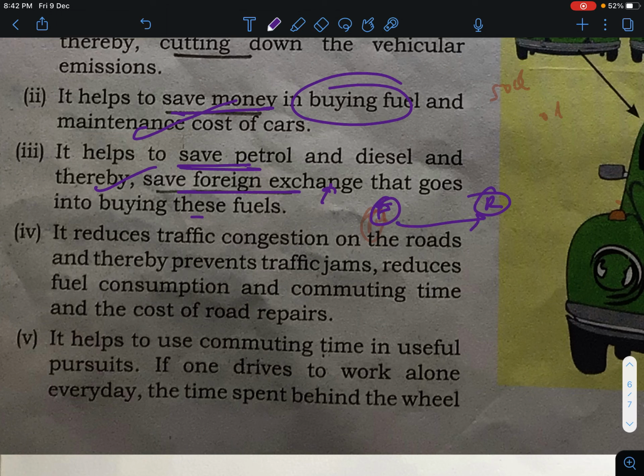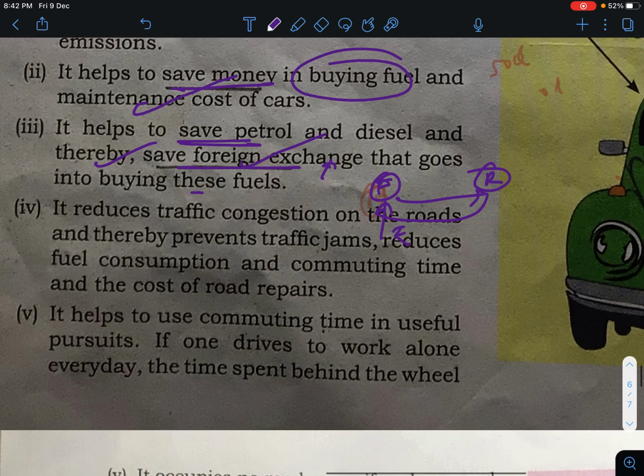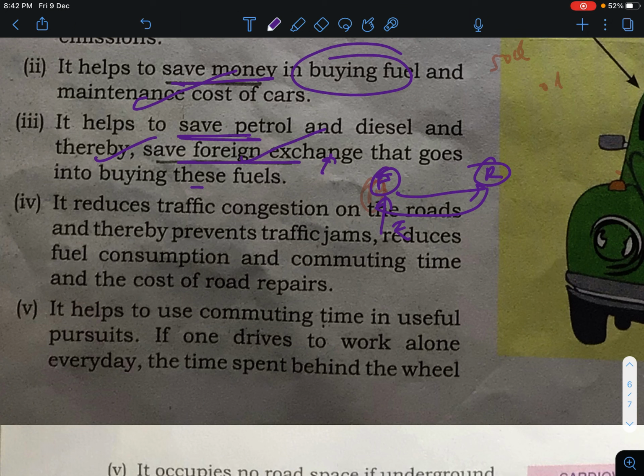So in order to pay, Russia does not need rupees. Russia needs what? Dollars. So we are actually saving the foreign exchange. Third point is that it is going to reduce traffic congestion, meaning traffic jams on the roads, and thereby prevents traffic jams. Reduces fuel consumption and commuting times and the cost of road repairs.